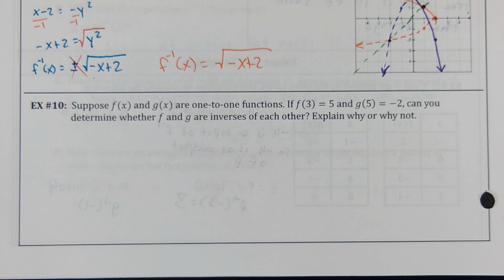Suppose f of x and g of x are both one-to-one functions. We know that f of 3 is 5. We know that g of 5 is negative 2. Are these two functions inverses of one another, and how do you know? So Gavin, you said no. Graham, you immediately shook your head no. Graham, why do you think it's no?